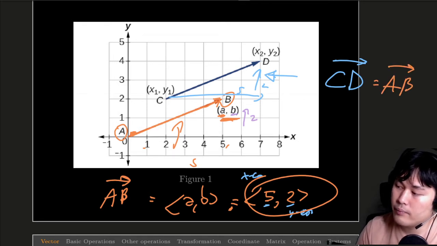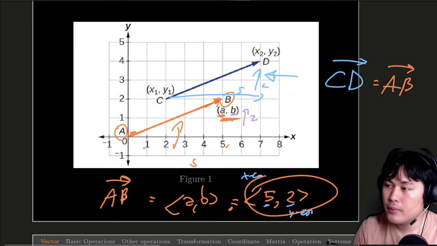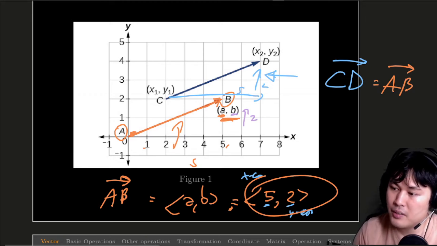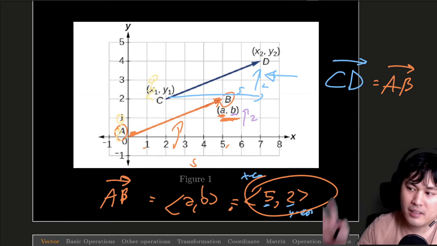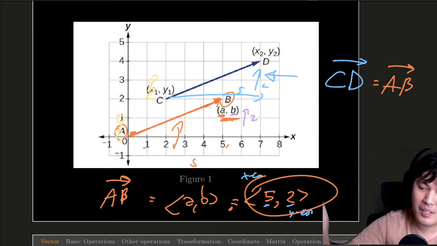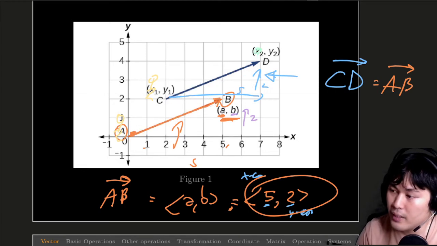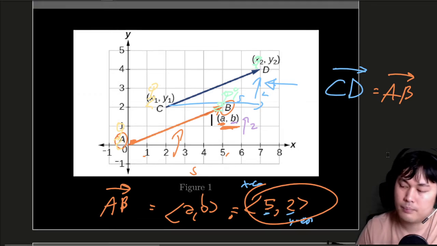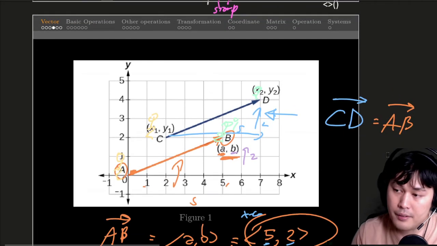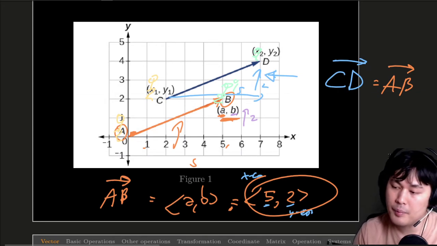This C and D are the same as the vector A and B. If you imagine 2 people on these 2 points, and there's a wind or something that pushed them both in the same direction by the same magnitude or the same distance, they would end up at these 2 positions. So that's the definition of the vectors, how they move from one point to another.